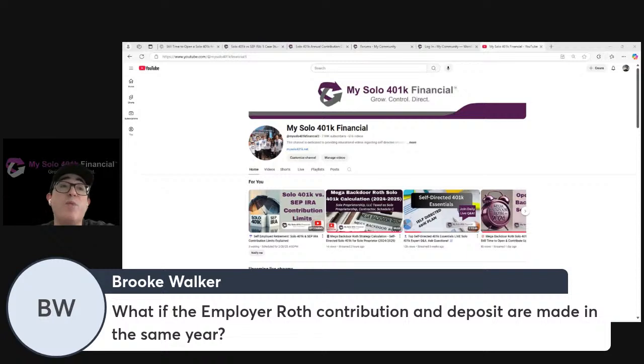From a deadline perspective, the contribution deadlines are the same between after-tax contributions versus employer Roth contributions. So that's a wash. In terms of flexibility with those funds, you have more flexibility with the after-tax funds as opposed to employer Roth contributions. So what do I mean by that?